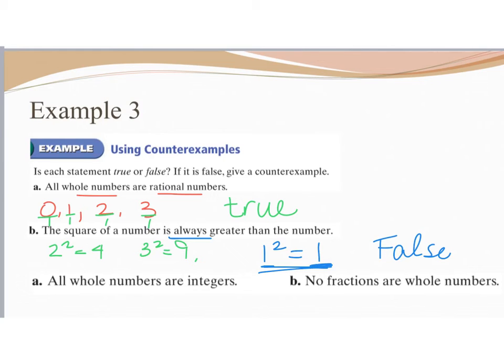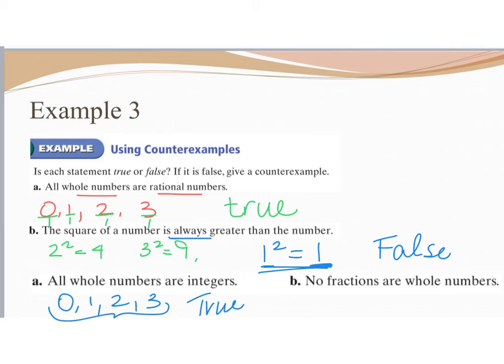For my second part A, it says all whole numbers are integers. And remember, we have 0, 1, 2, 3. These are considered integers because they're the positive integers. So this here would be true.